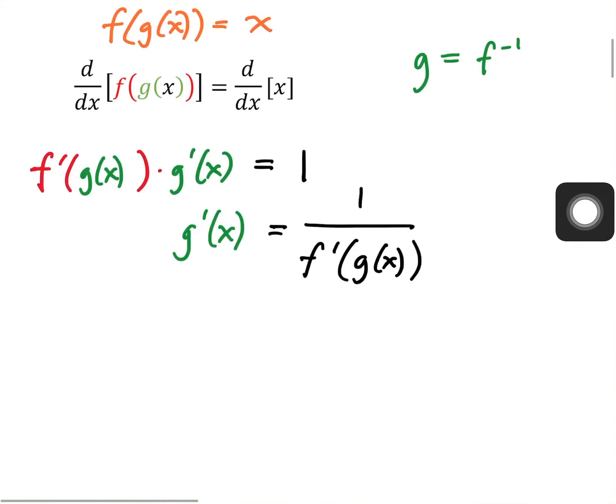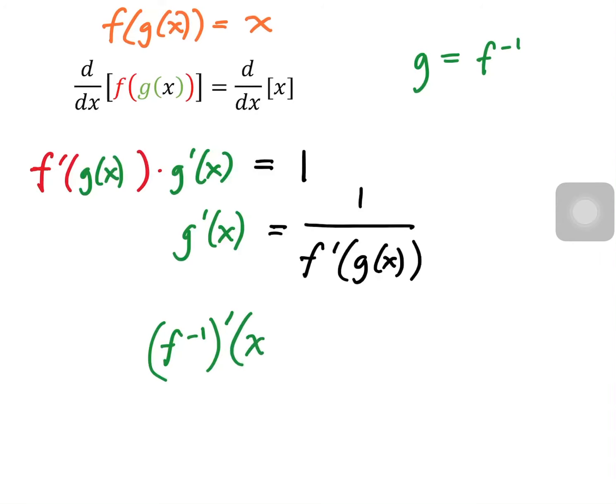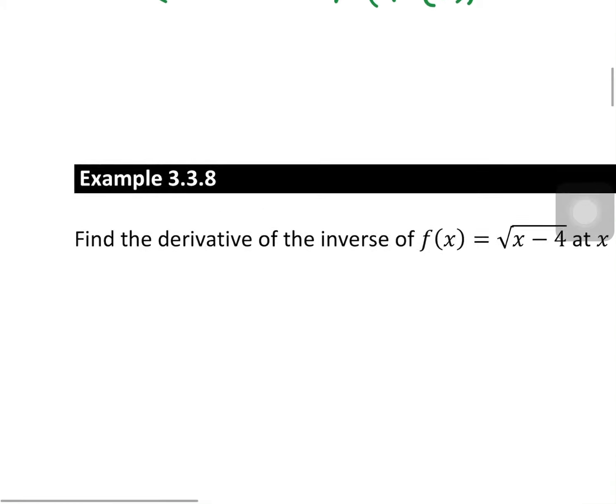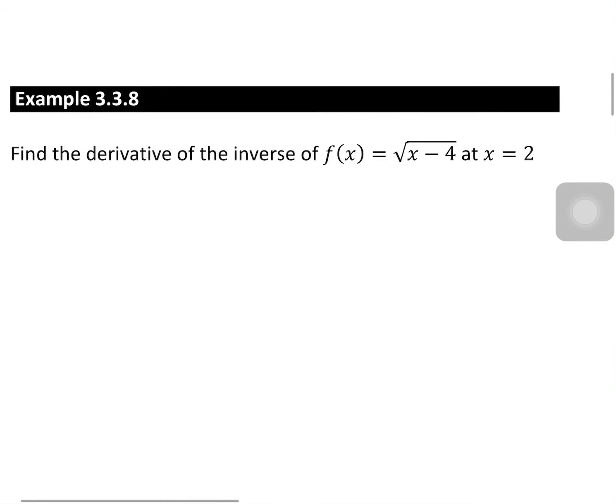So if I change the notation of this whole expression to have f inverses instead of g's, you'll notice that we get our inverse derivative formula that we found yesterday. So that's kind of where this all comes from. Now let's do a couple of examples. I know we did some yesterday, but I want to make sure that we get extra practice on this because this is a challenging topic.